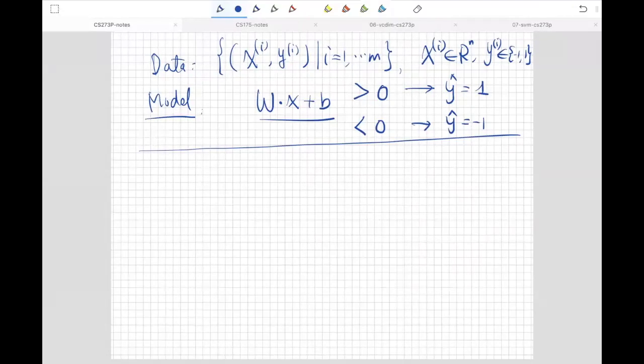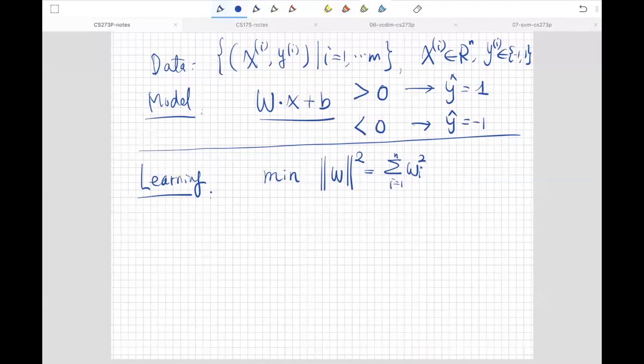However, the learning process is different now. In particular, the loss function is different. In this case, the optimization problem is formulated as this: I'm going to minimize the loss function, which is simply the norm of W. That just means the sum over i equal to 1 to n of Wi squared, and we minimize over all choices of W and this bias term b here.